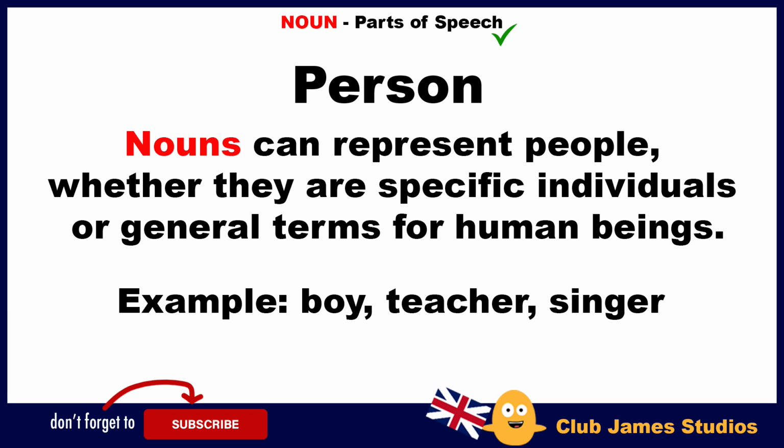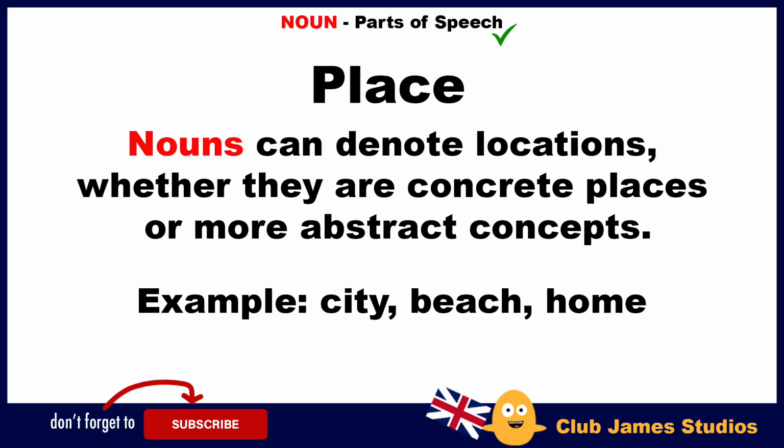Person. Nouns can represent people, whether they are specific individuals or general terms for human beings. Example: boy, teacher, singer. Place. Nouns can denote locations, whether they are concrete places or more abstract concepts. Example: city, beach, home.